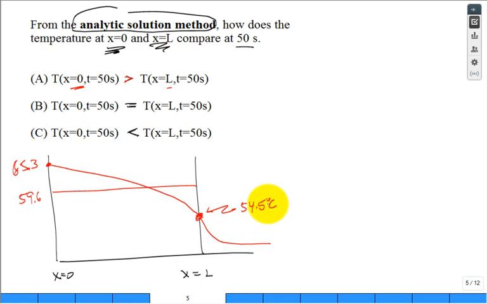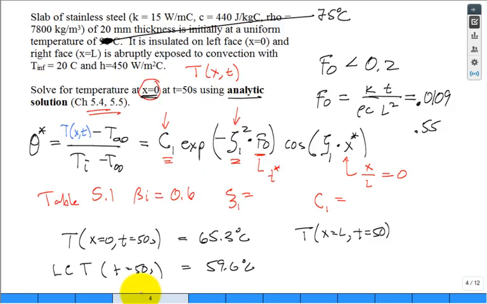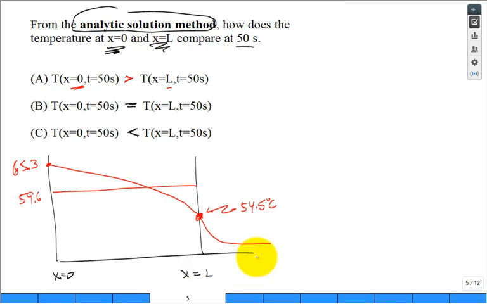It comes in at 54.5 degrees C. If we go back to our analytic equation, the C is the same, and the exponential of the zeta and the Fourier number is all the same. The cosine, but this time, it's not the cosine of 0. It'll be the cosine of x star equal to 1 out there at L, right? So it'll be the cosine of zeta 1. And zeta is in radians. Make sure your calculator's in radian mode. And then it'll come in at 54.5.